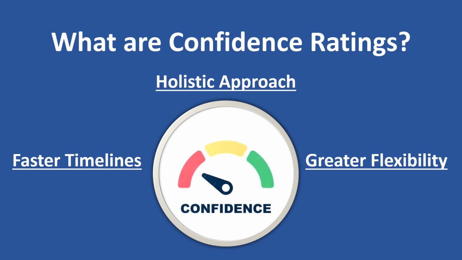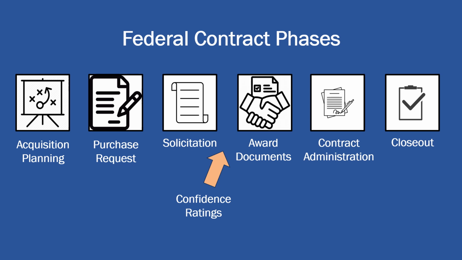Confidence ratings are another form of adjectival ratings, but they take a more holistic approach. This module will show how they provide faster timelines to speed up the evaluation process while also providing more flexibility to the evaluation team. When competing a federal contract, confidence ratings can be effectively utilized during the proposal evaluation stage. They can use confidence ratings to gauge the likelihood of each offer's success. This helps determine how well each proposal meets the contract requirements.